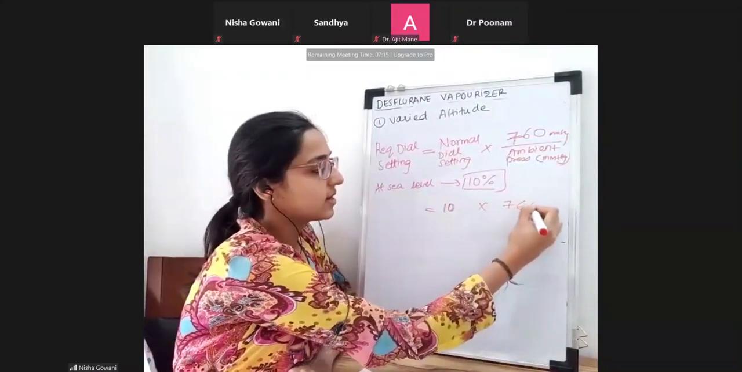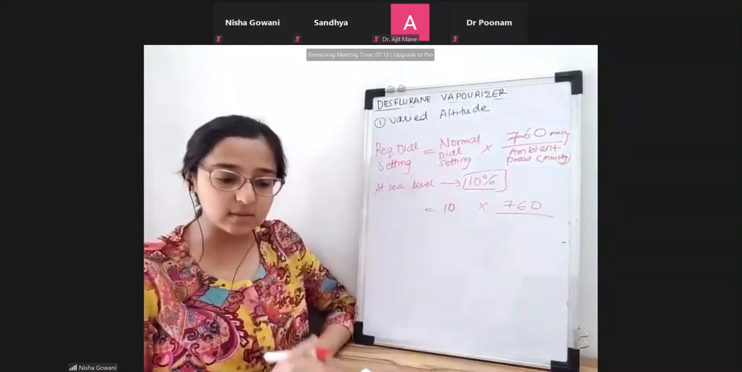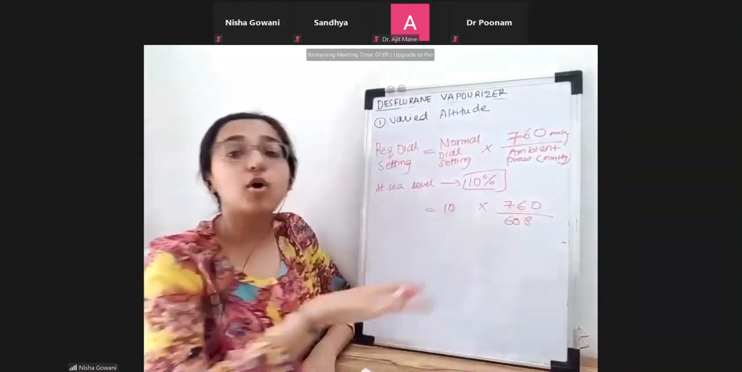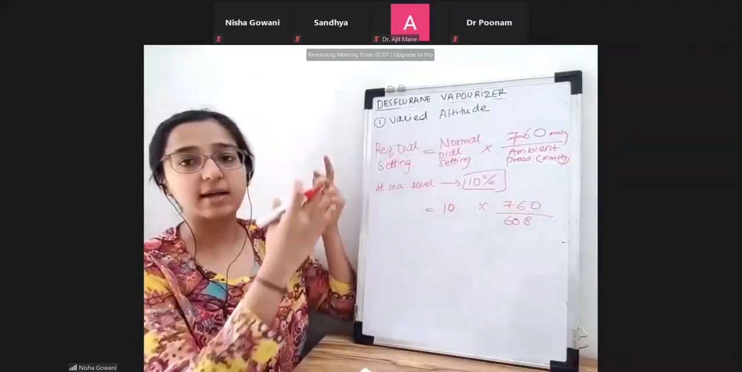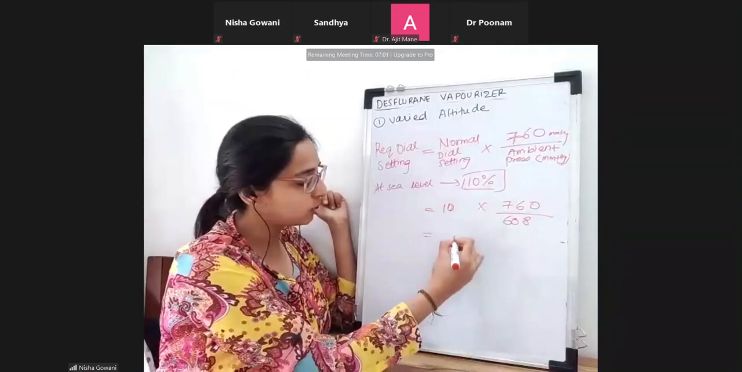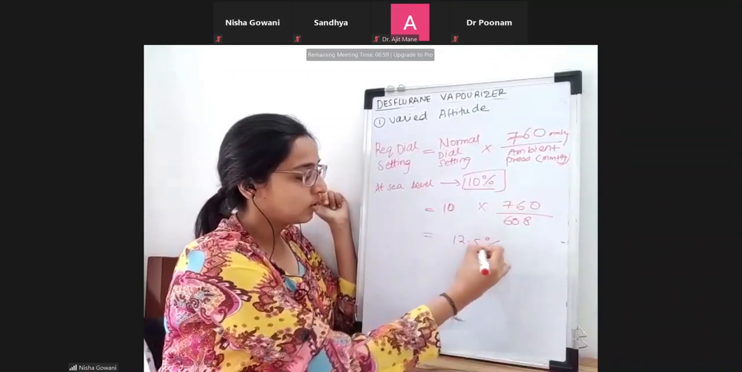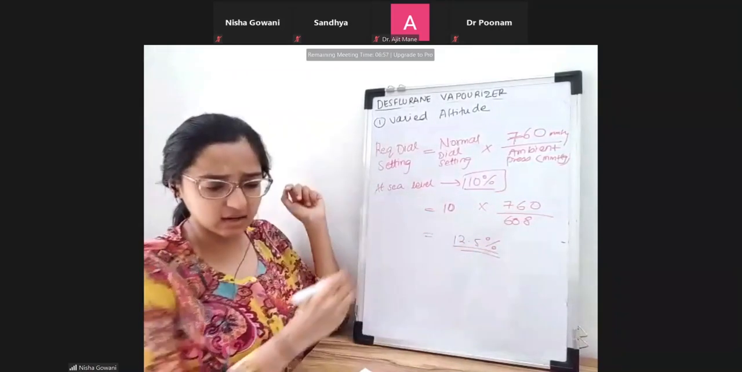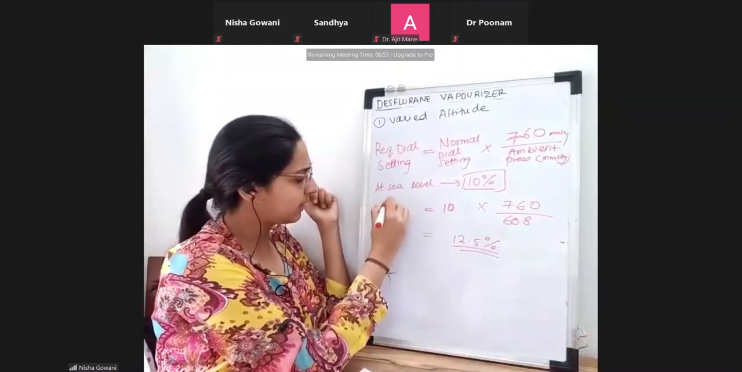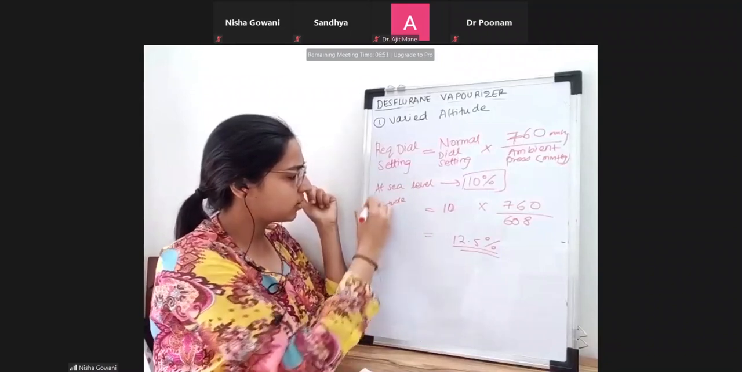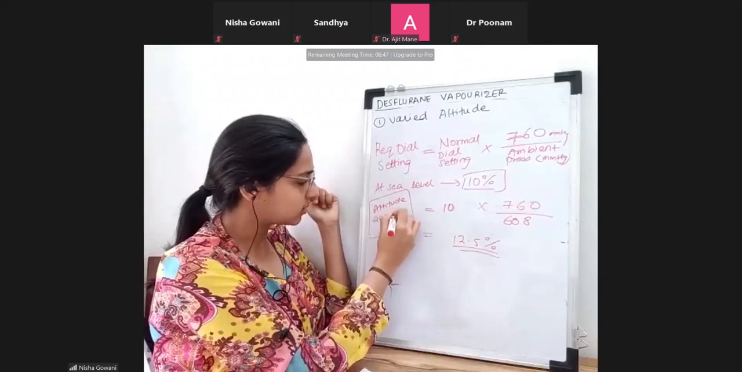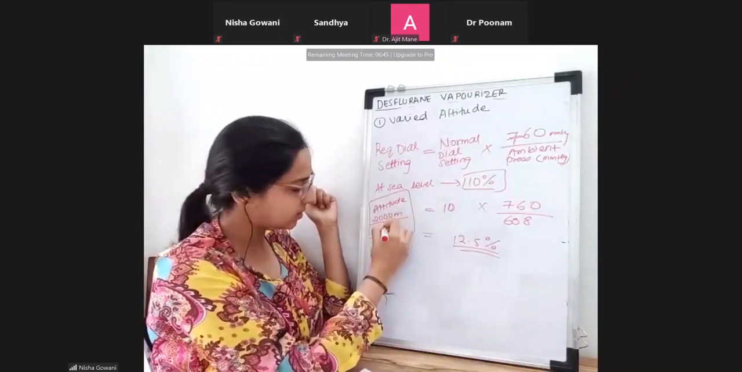Into 760. And now what is my altitude? What is my ambient pressure? My ambient pressure has come to 608. For example, wherever altitude I am, the ambient pressure is this much. So when you solve this equation, it comes to 12.5. And here the altitude is 2000, the altitude that we have gone up. It is 2000 meters, or also 6564 feet.